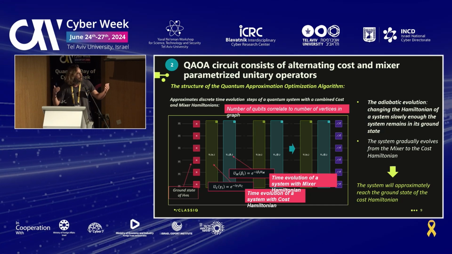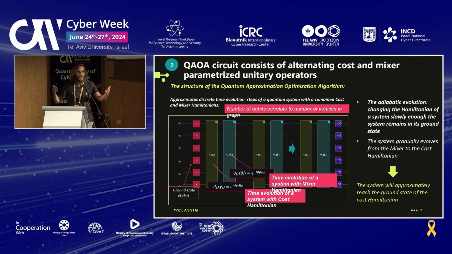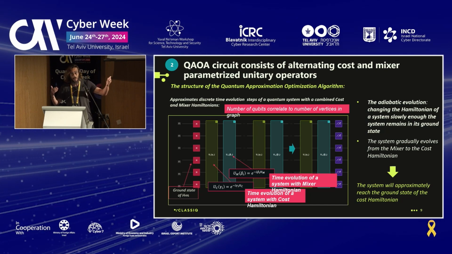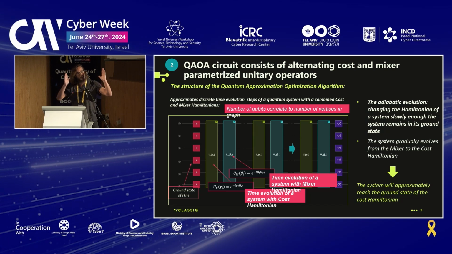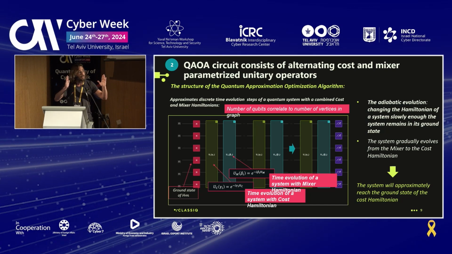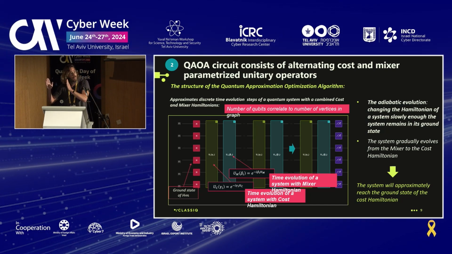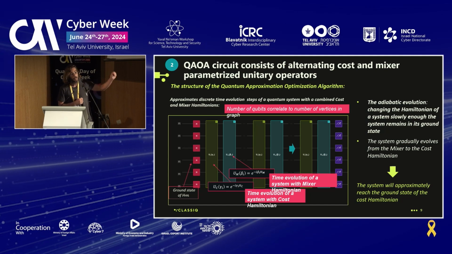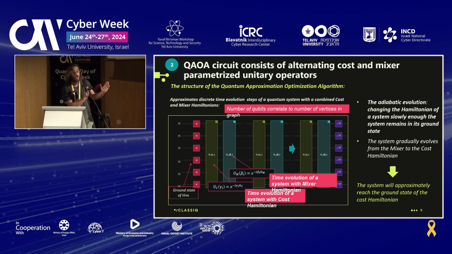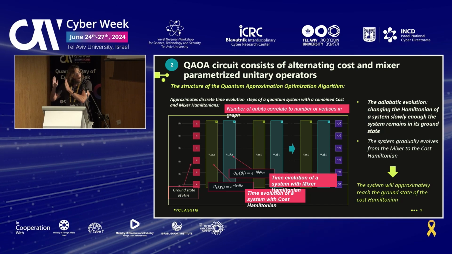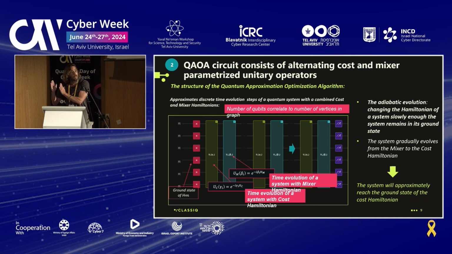And given the right parameters and inspired by the adiabatic evolution theorem that was discussed before, we can transform the system from the mixer Hamiltonian state to the cost Hamiltonian state. And since we started with an equal superposition, which is the ground state of the mixer Hamiltonian, we should end up at the ground state, or the minimum energy state, of the cost Hamiltonian. So that's pretty cool.